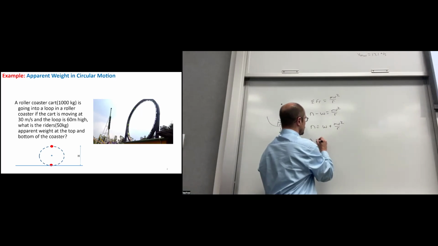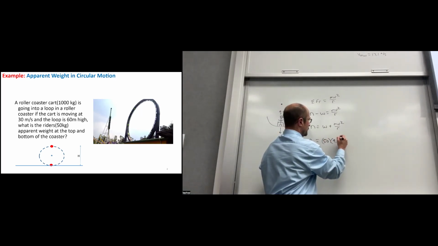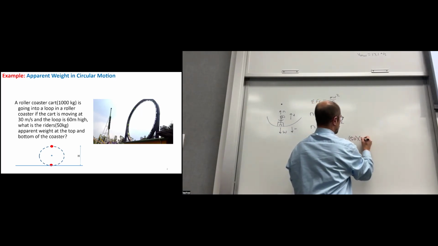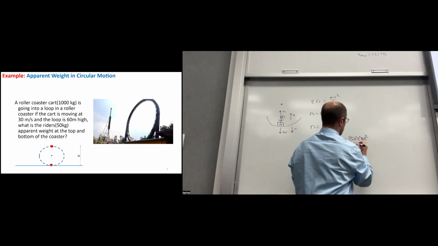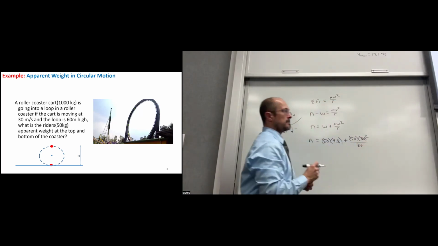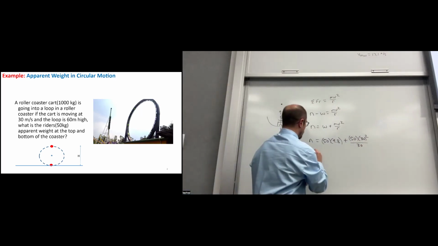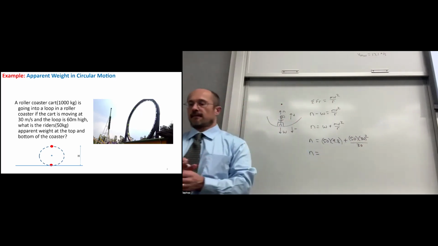So in this case, it's 50 times 9.8 plus 50 times what? 30 squared over 30. And then our n is some number.